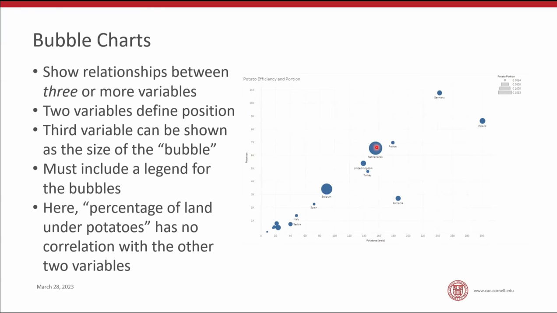Here the third variable is the percentage of the land on which potatoes are being grown in that country, percentage of the land that's being used for agriculture. This is not a great example because the two countries that use the most of their land for potatoes are actually not producing any more or any less than anyone else. They're right on the pattern. So there's actually no correlation here. I just wanted to show you an example of how the size could be used to show a third variable.